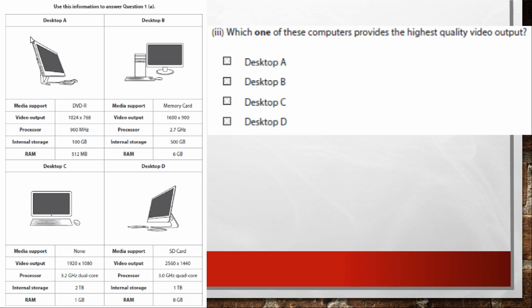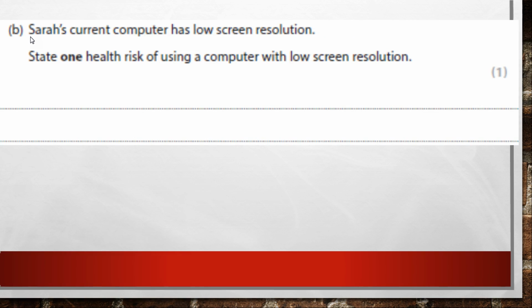So the highest quality, because there's more pixels, is going to mean that the image is clearer. I don't know if you've ever put your face up to a computer screen or a TV really close. I wouldn't recommend it, but I did it when I was a child, and you've noticed it starts getting blurry, and you see little squares, and those are pixels. So the more of those you have, the higher quality. So it's D again.